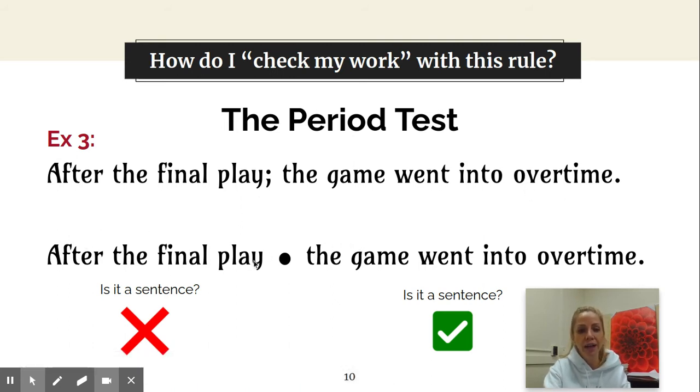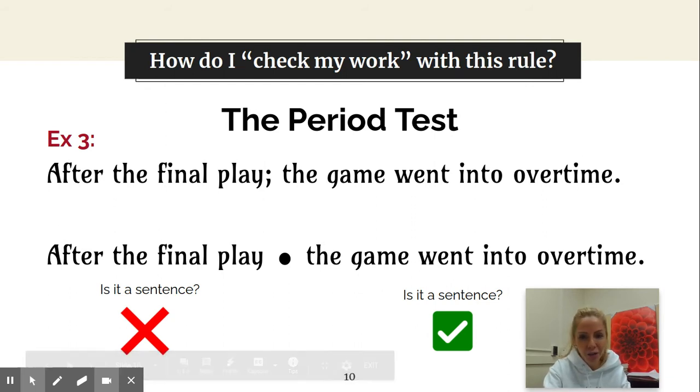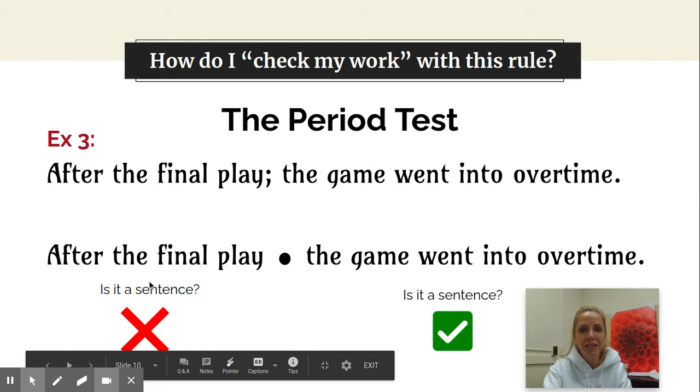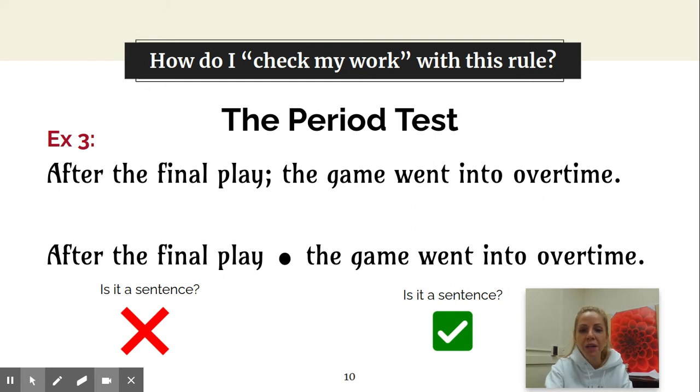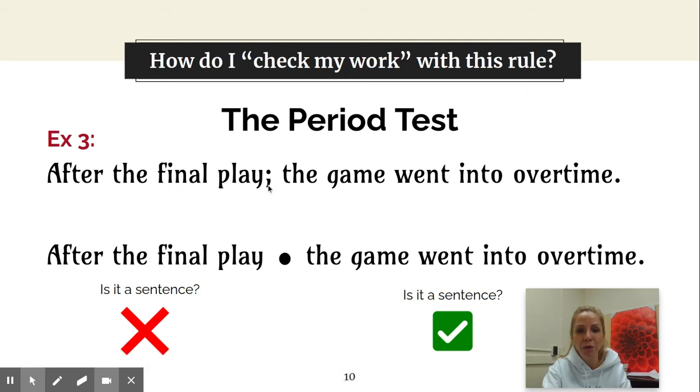Well, after the final play, is that a complete sentence? After the final play? No, right? There's no predicate and it's not a complete thought. After the final play, that's a dependent clause, right? That's a phrase actually, and it needs more information to be complete. The game went into overtime, that is a complete sentence, but I cannot use a semicolon here to combine these two independent clauses because they're not two independent clauses, right? This is not a sentence, after the final play. So in reality, if you can't use a period there, you definitely can't use a semicolon. Instead, the appropriate punctuation mark would be a comma here, okay?